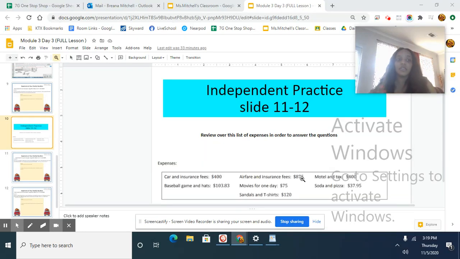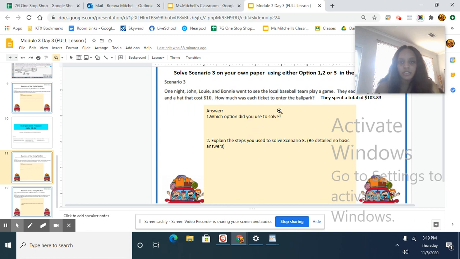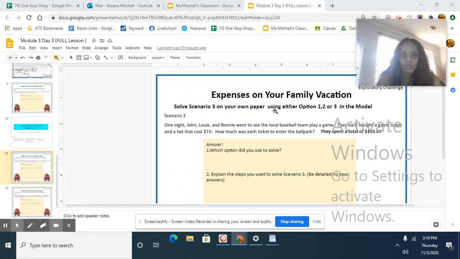All right, guys. So this is module 3, day 3, the independent practice. I know some of you may have had trouble with this, so I'm going to go over it with you. First things first, you need to look at the expenses that the family spent, so that you can use that to help you solve the problem for the scenarios. We're going to start off with scenario 3.